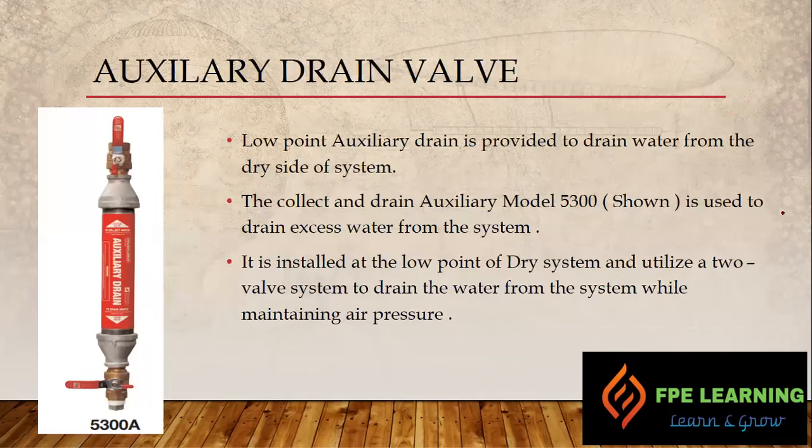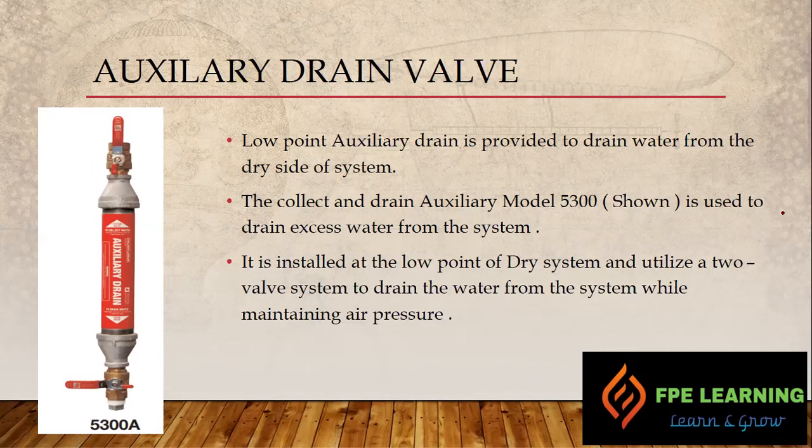Then we have an auxiliary drain valve, right? We call it the collect and drain auxiliary drain valve, used to drain excess water from the system. Normally, with the dry pipe system, we have the major problem of corrosion of the piping. Once the system activates, if at some lowest spot water is there, that water can mix with the oxygen in the air and damage the internal piping. To avoid that, we have to be careful regarding the drain connection.